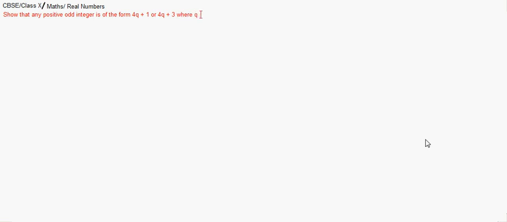This is similar to the previous question which I had discussed, but here it has to be in the format of 4q, and the A is to be any positive odd number. So A, let us assume to be any odd positive integer.